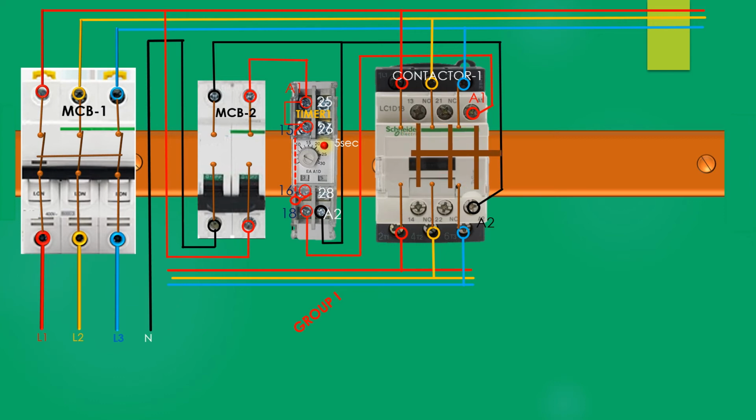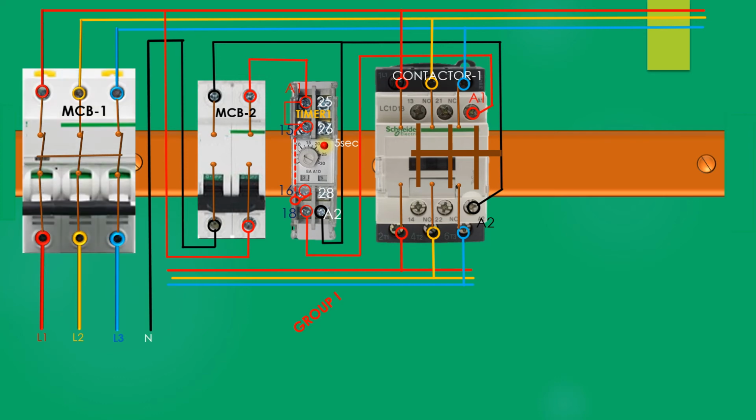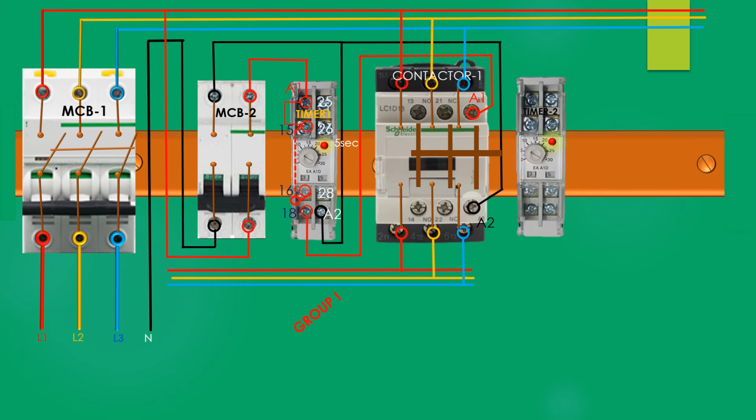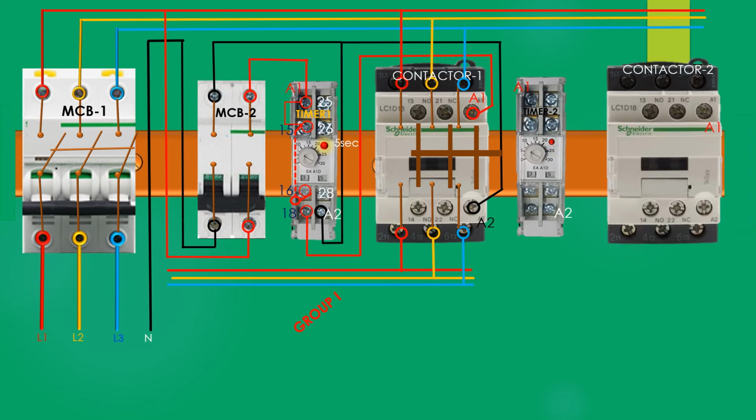MCB2 is made off, power is thus withdrawn from the timer, and subsequently contactor 1 moves to break the circuit and group 1 buses become de-energized. Now another set of contactor and timer is added here to give power to buses meant for group 2, with a time discrimination of 10 seconds.